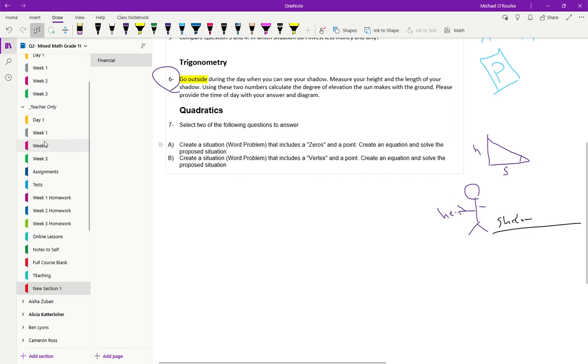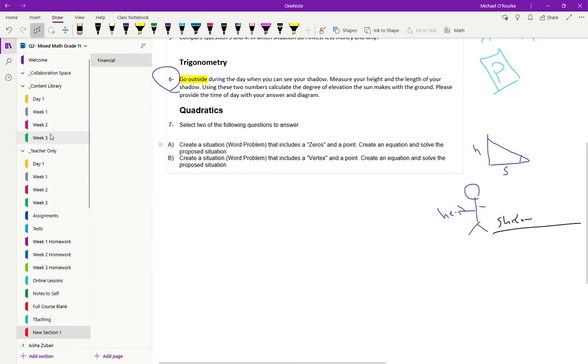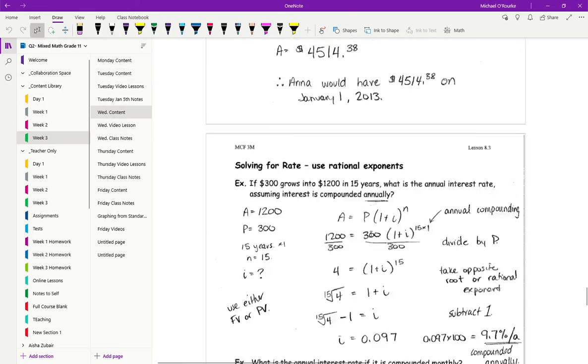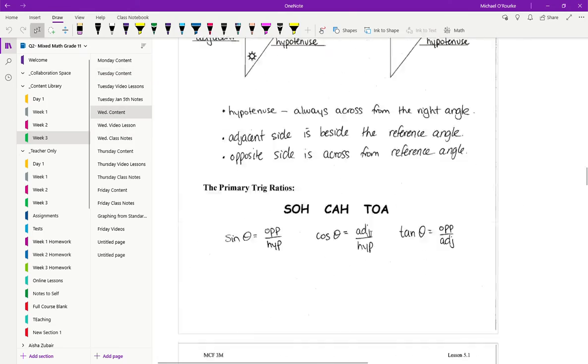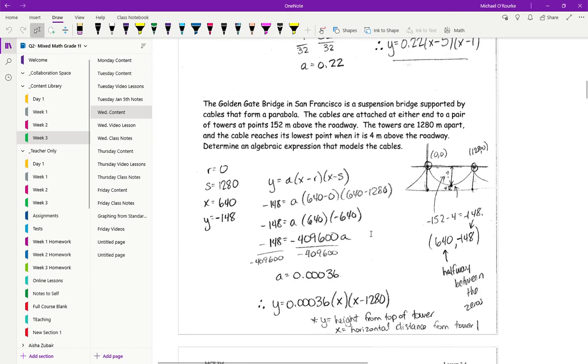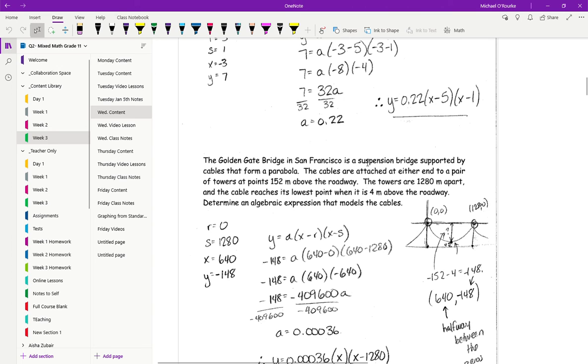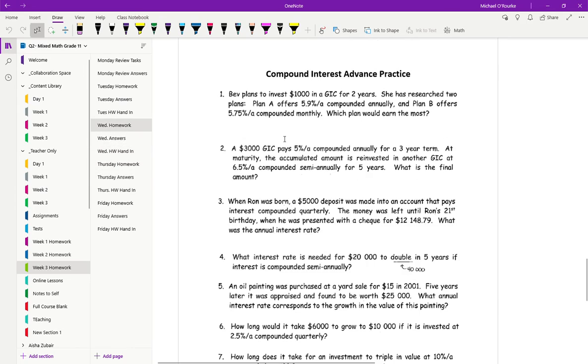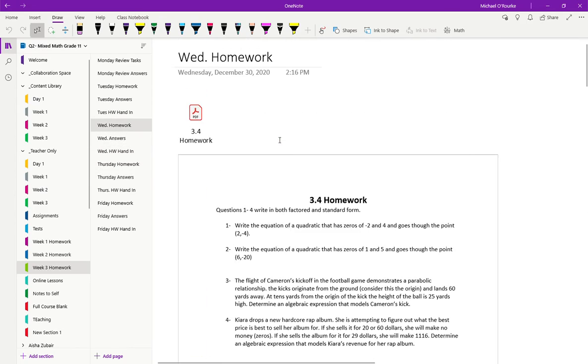Okay? If I go back to Wednesday's class, week 3, Wednesday content, go to the morning lesson. Okay? We have a problem like this. The Golden Gate Bridge suspension bridge. Right? So let's go to your homework. Wednesday homework. Okay. I know I made up questions.